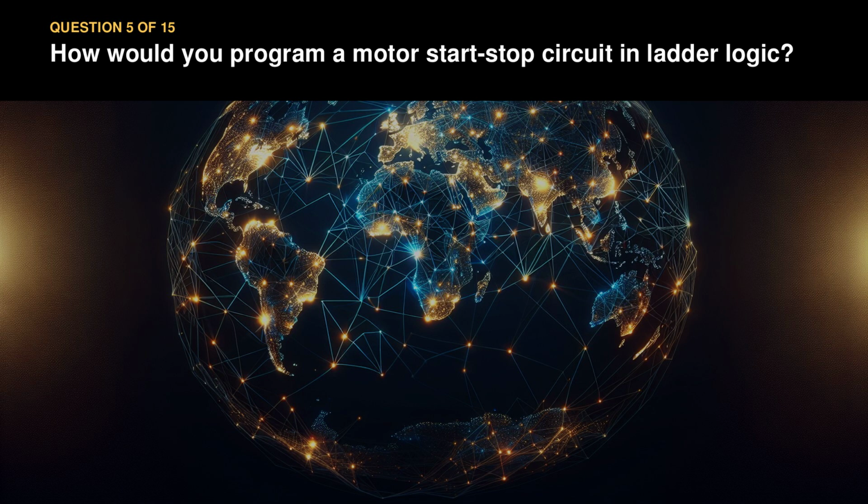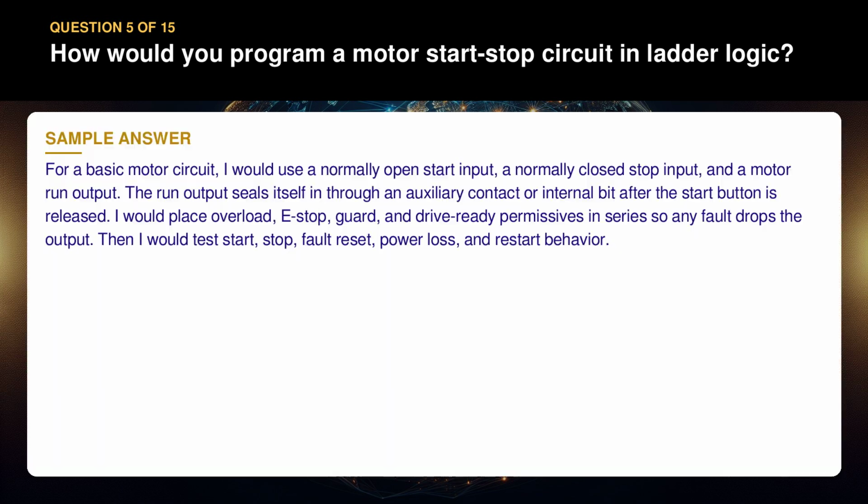Question 5. How would you program a motor start-stop circuit in ladder logic? For a basic motor circuit, I would use a normally open start input, a normally closed stop input, and a motor run output. The run output seals itself in through an auxiliary contact, or internal bit, after the start button is released. I would place overload, e-stop, guard, and drive-ready permissives in series, so any fault drops the output. Then I would test start, stop, fault reset, power loss, and restart behavior.